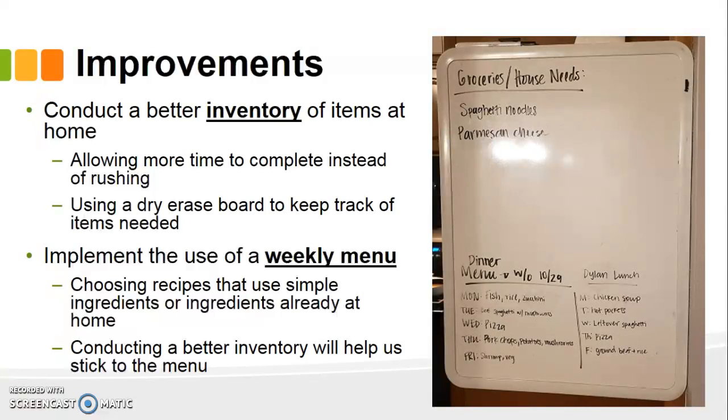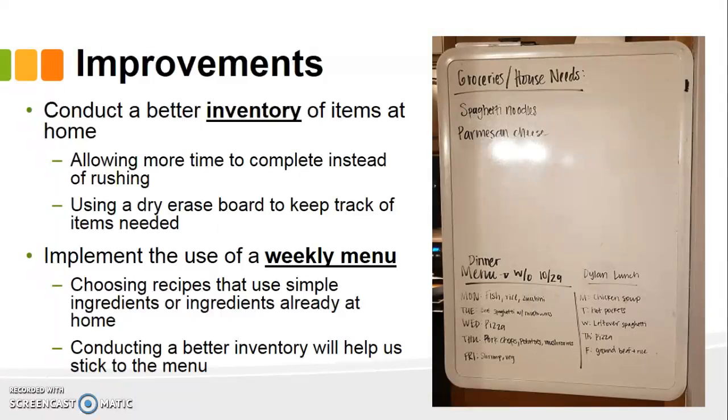Right now my husband will open up all the cupboards. I'll be right there. I'll write everything down in our shopping list app as he says it, and then we're also tracking it on a dry erase board. That really helps us because we put it right there in the kitchen. We're able to go right up to it if we see something's missing and just jot it down really quick.